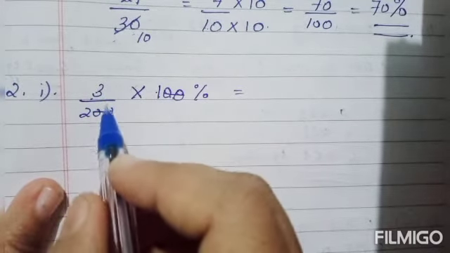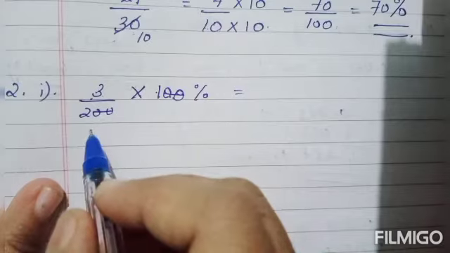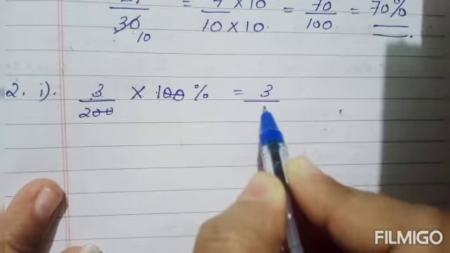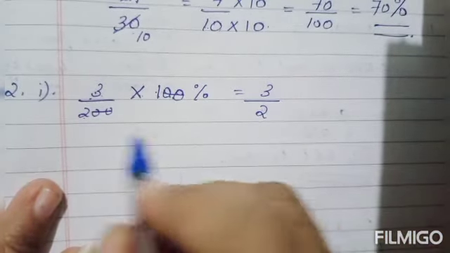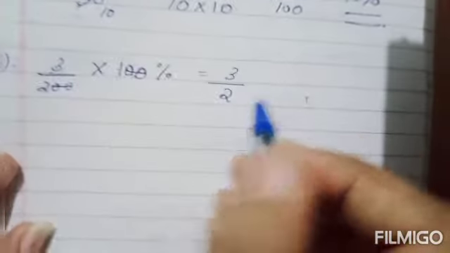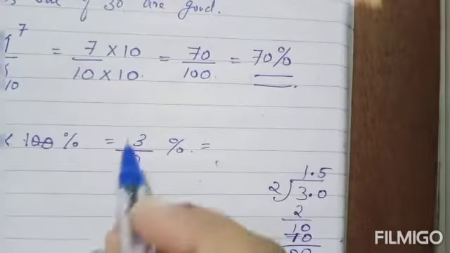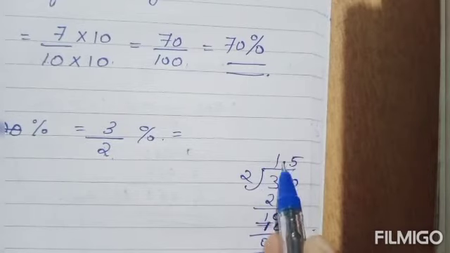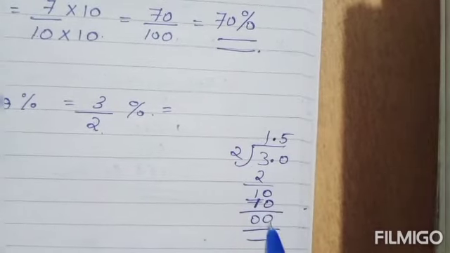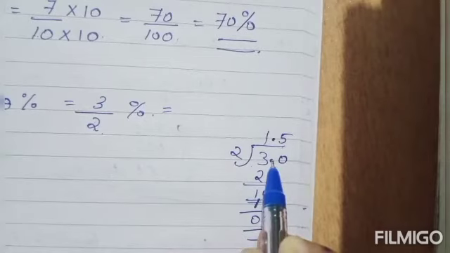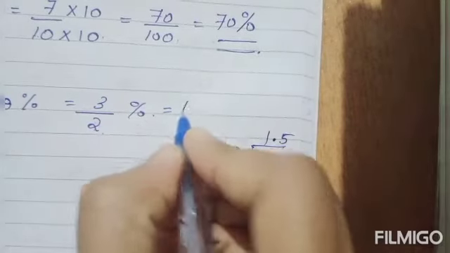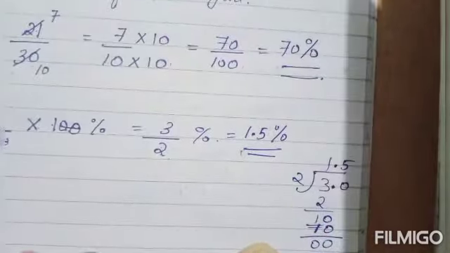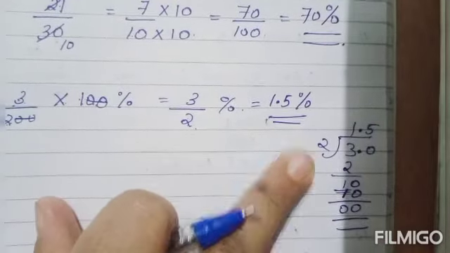3 into 1. Multiplication of fractions, you know, is product of numerator by product of denominator. So here 3 into 1 is 3, and in the denominator 2 will come. So 3 by 2%. Now here you can divide 3 by 2. On dividing 3 by 2 you will get 1.5. Continue division till you get the remainder 0 by putting a decimal point. So 3 by 200 is 1.5%.